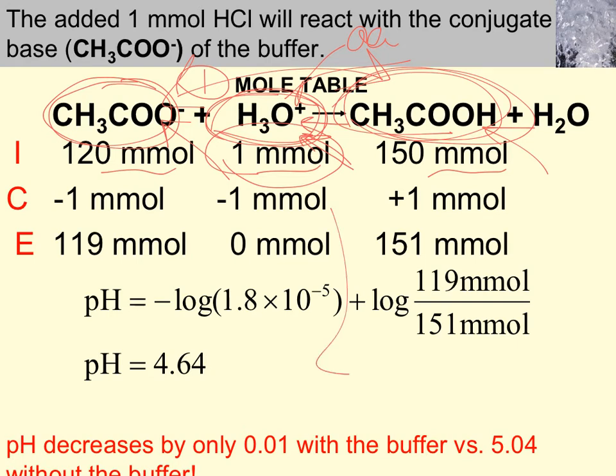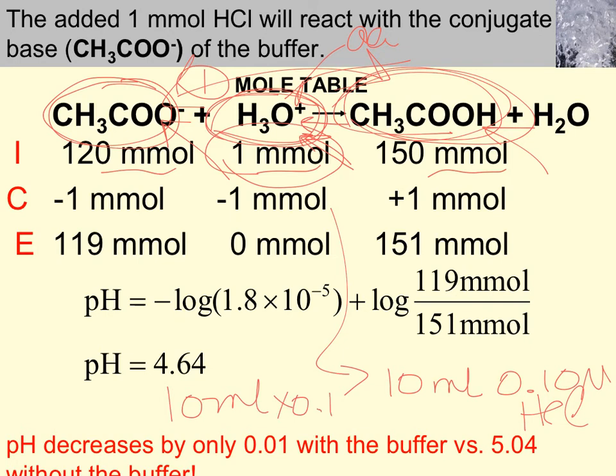And just as a reminder, if you go back and read the question, it said 10 milliliters of 0.1 molar HCl were added. So 10 milliliters times 0.1 mole per liter equals 1 millimole. That's where that's coming from.